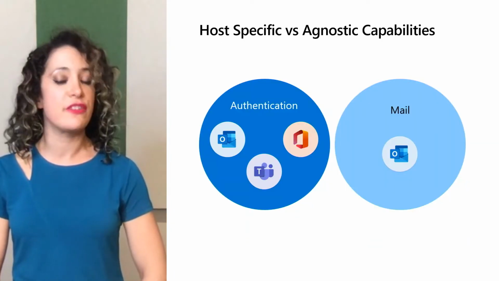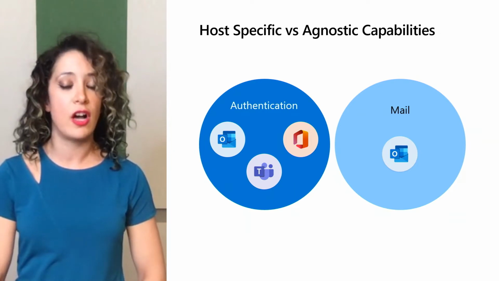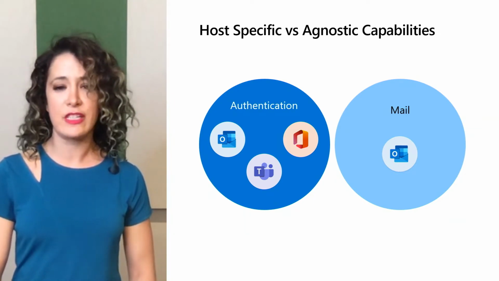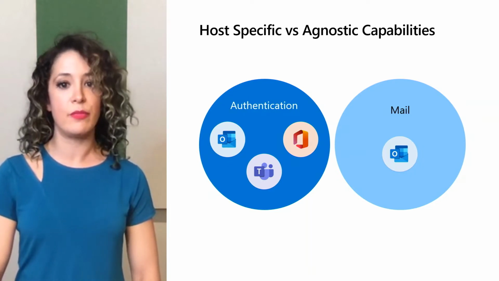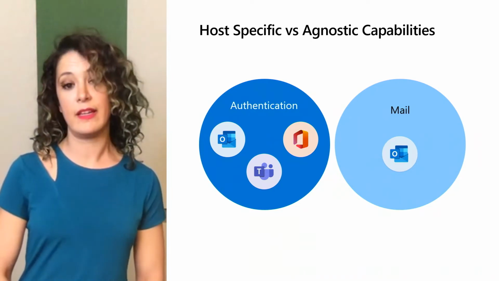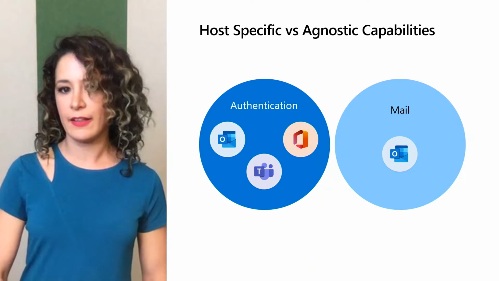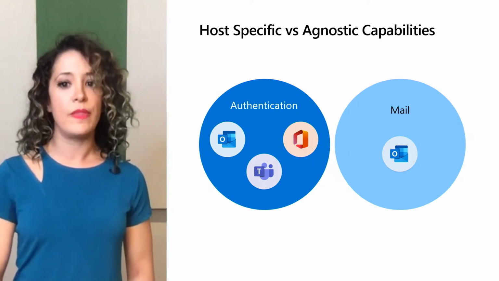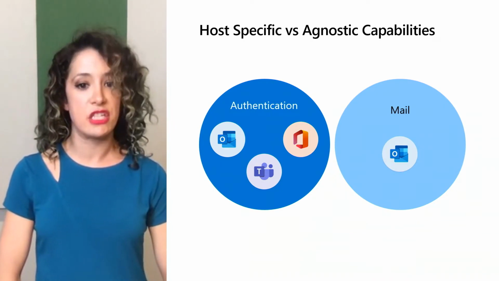Now, let's switch gears a little bit and talk about the concept of host-specific versus host-agnostic capabilities. As discussed earlier, isSupported is a critical function. Some capabilities are only meant to be run within certain hosts. These are host-specific capabilities. A few examples are chat, mail, and calendar. Capabilities are said to be host agnostic when they can run in any host. A good example of this is the authentication capability.